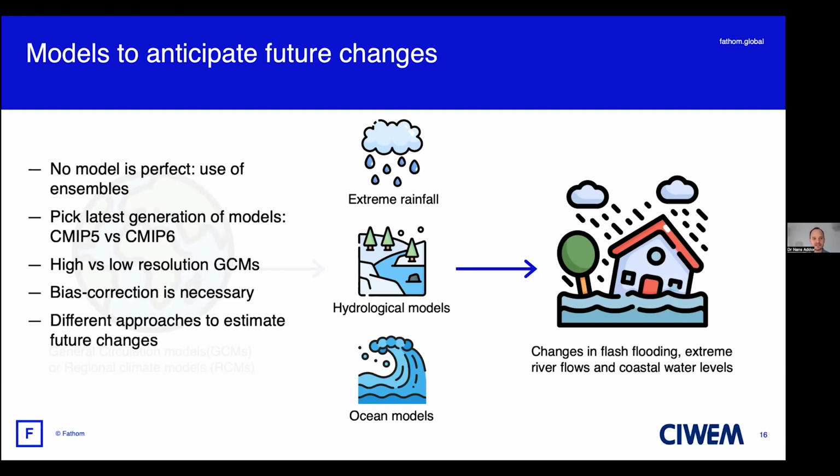But even within CMIP6, there are different types of models. There are some high-resolution models, some low-resolution models, and the high-resolution models capture changes in extremes better, but there are fewer of them than the coarse resolution GCMs. Also important to keep in mind that bias correction will probably be necessary before the model simulations are used to, for instance, simulate flow. And actually, there are different approaches to estimate future changes, and I will run you through 3 different approaches that can be used in the next slides.